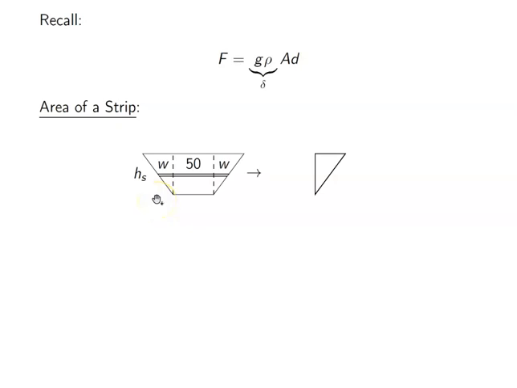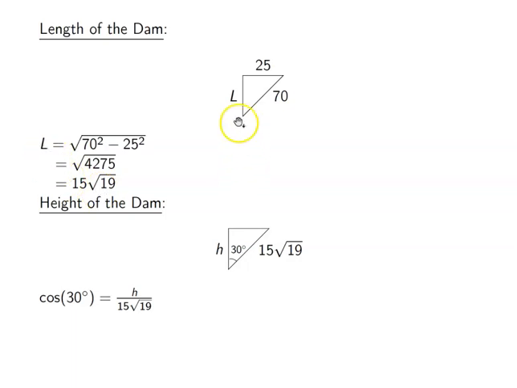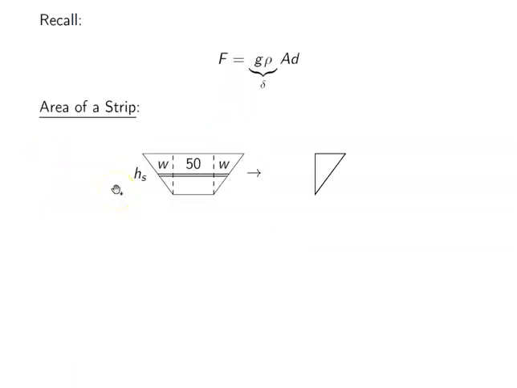My reference triangle now looks like this. 15 root 19. Again, remember that's the length right here. That dam face is 15 root 19. This side is 25. The slant length is 70. And then we just have a length of W in the middle of one of these triangles. So let's now just solve for W. So we need similar triangles. So W over 25 is the same ratio as this height to the total height, or this slant length to the total slant length.